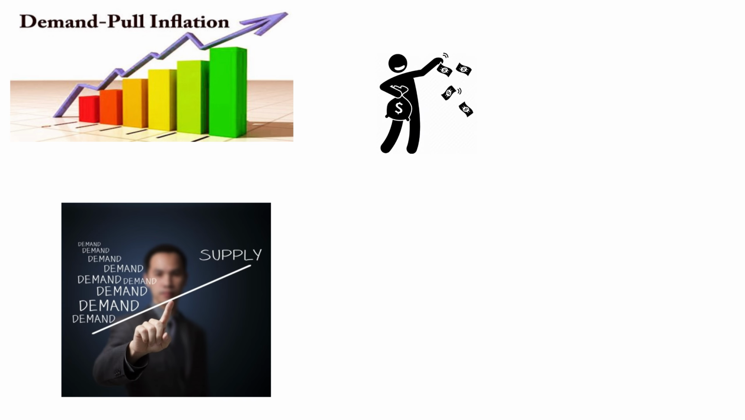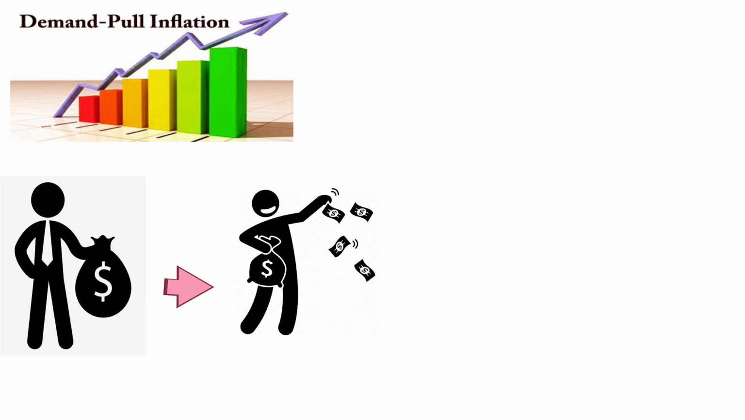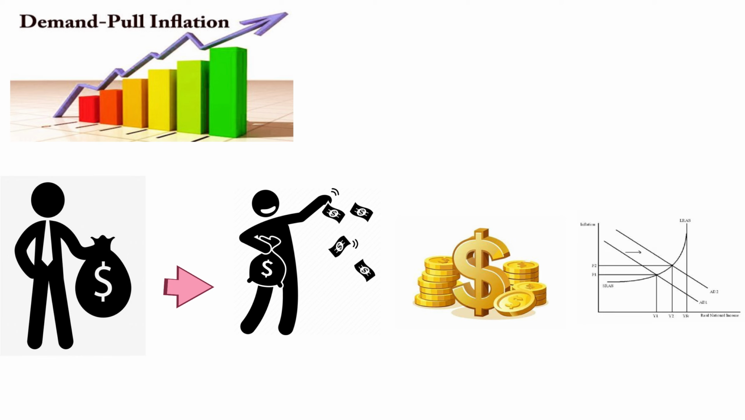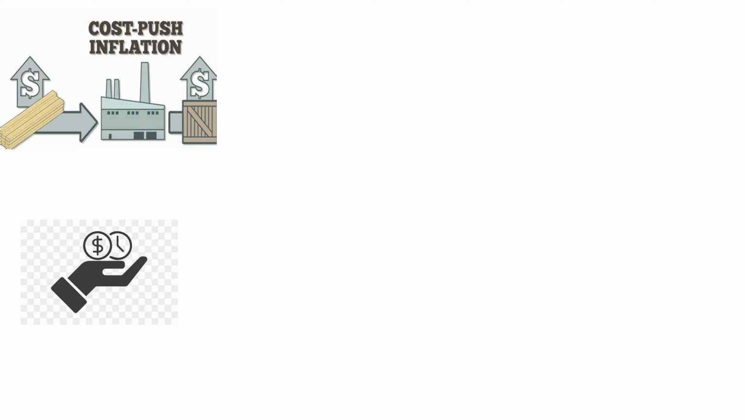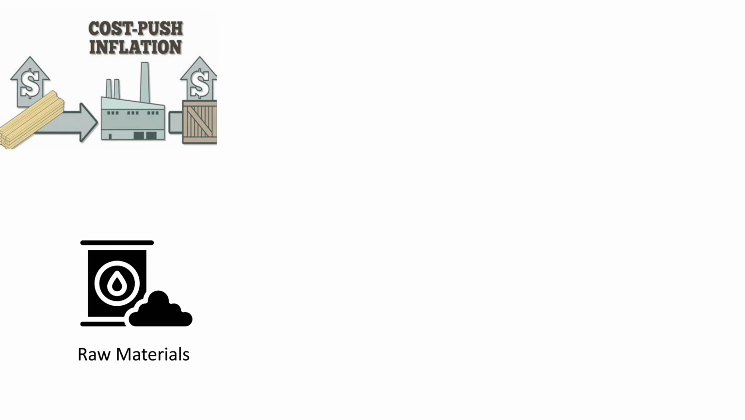And next, increase in purchasing power. If you have more money in your hands, you spend more, the prices go up and the inflation goes on increasing. Now, on the other hand, cost push inflation. Even when there is less demand for goods, we see the price of goods going up. This is due to an increase in the production cost of goods. For example, if the raw material cost increases, the price of goods goes on increasing.